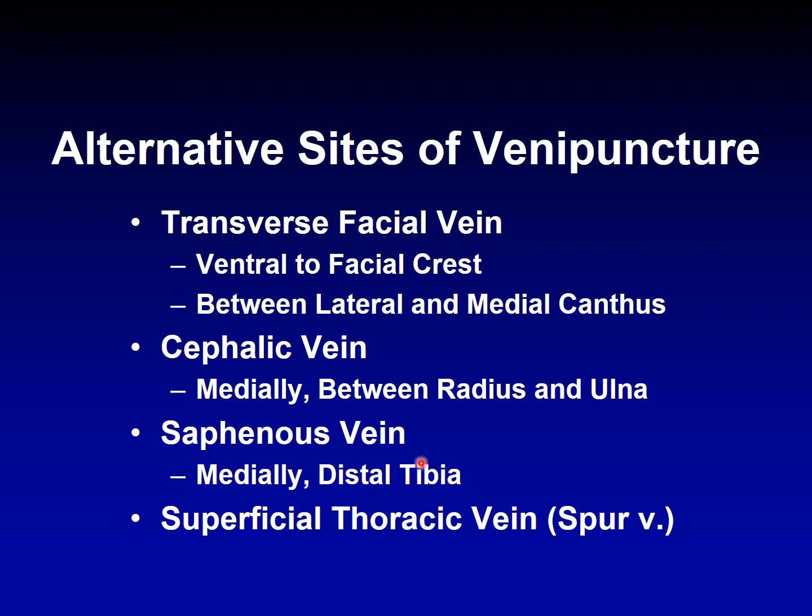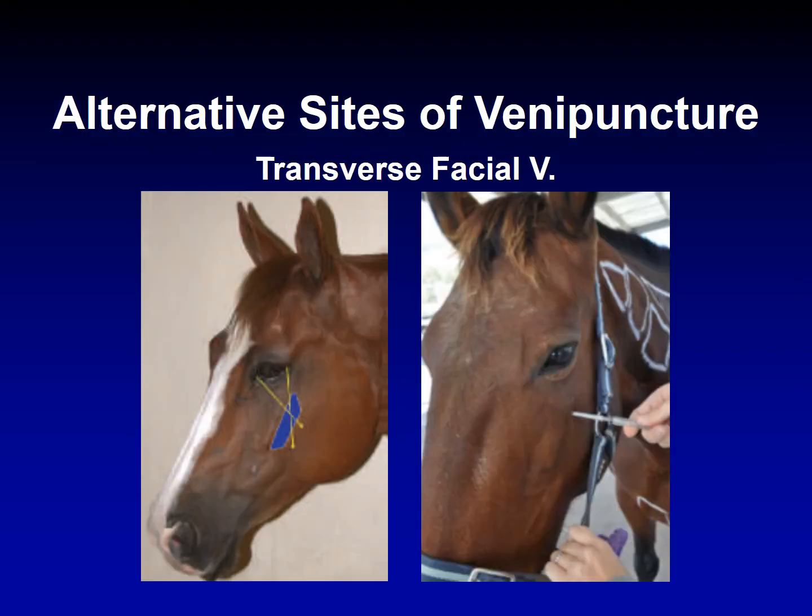The other one, we'll talk about it when we come to the thoracic cavity and the thoracic wall. It's called the superficial thoracic vein, or spur vein. The transverse facial is basically utilized pretty commonly. This is how you draw blood from the transverse facial vein. Pretty accessible site, and again, for small amounts of blood. This is very important. Small amounts of blood.